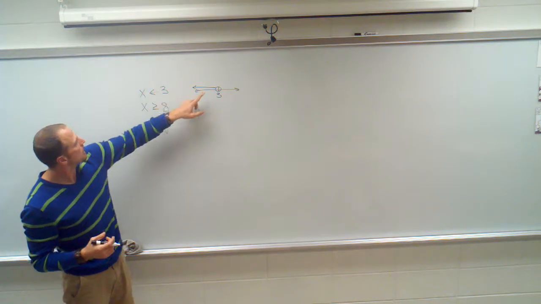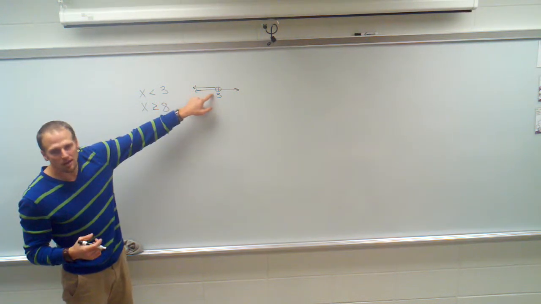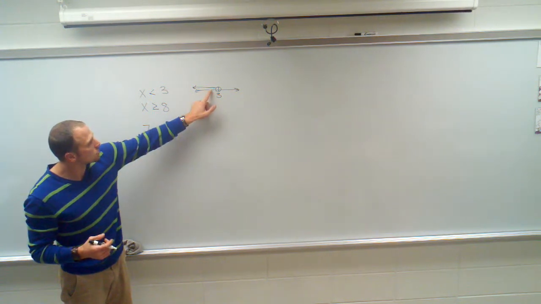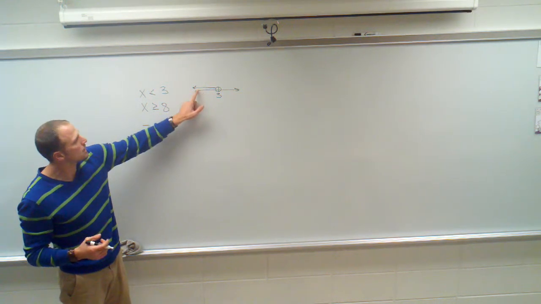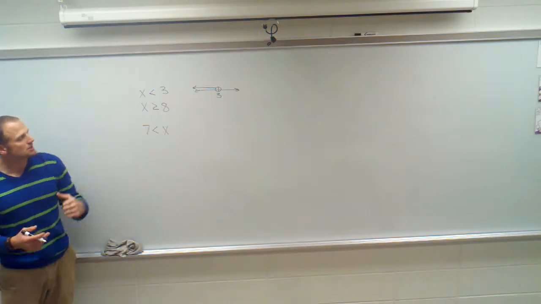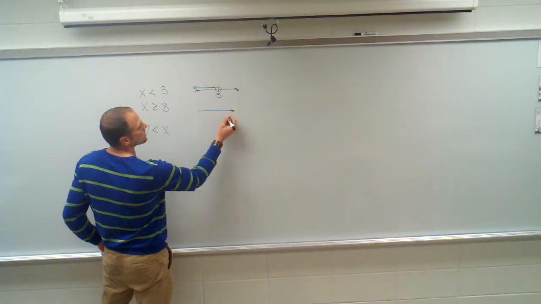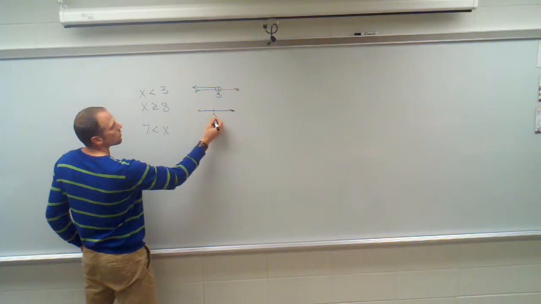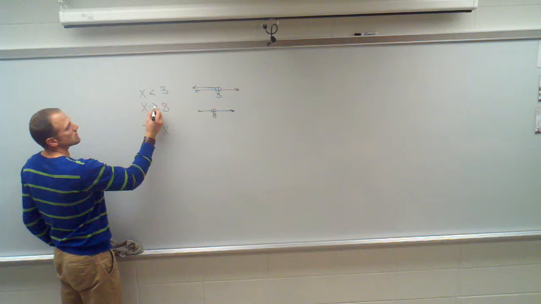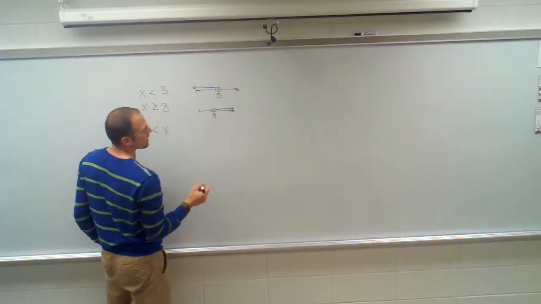Now, here's what this means. x is less than 3. It means that everything less than 3 is a solution. 2 is a solution, 1, 0, negative 1, negative 1.5, negative 1.52. Everything less than 3 is a solution. This one, x is greater than or equal to 8. Same thing. Put 8 right in the middle. Draw a circle. And imagine this as an arrow. This arrow is pointing to the right, so I need to point my arrow to the right.